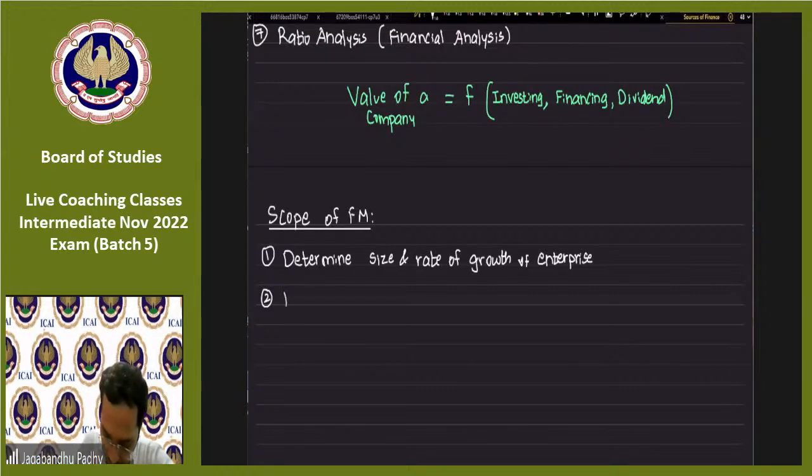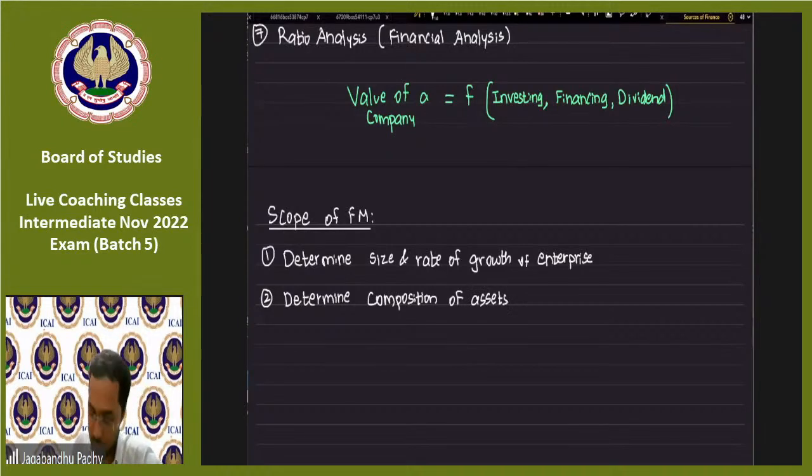So the finance manager is supposed to determine the composition of assets, right? So what sort of assets is the company supposed to be holding? Should it be holding a typical machinery? Should it get the product manufactured by manual labor or by semi mechanized machinery? That decision has to be taken by the finance manager.